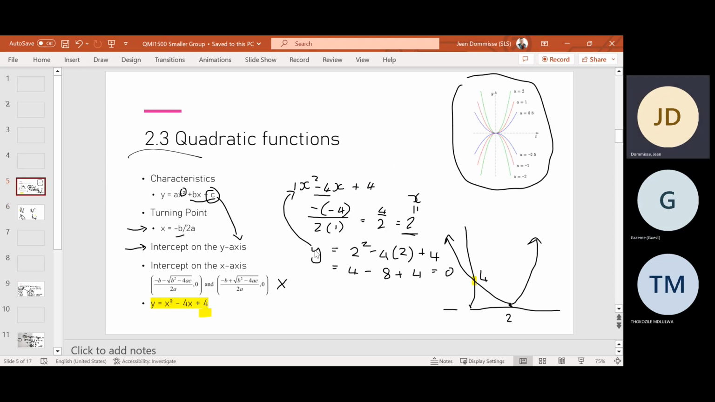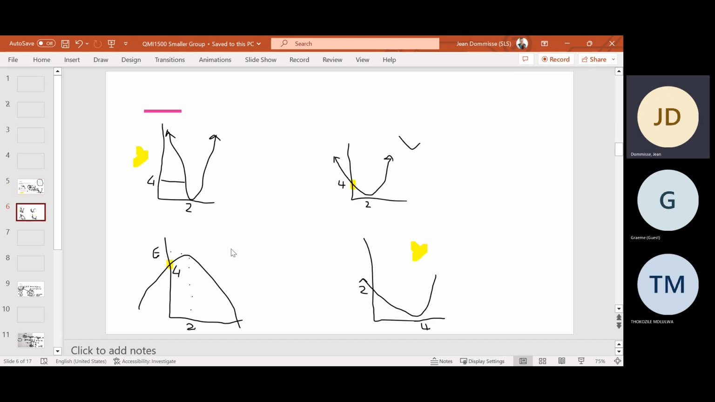Let's work out the next one, and the next part was, okay, where's the turning point? And we know what the formula is. By working out the turning point, I got the turning point as two. So then I go back to the graphs and say, okay, here my turning point is 6. Here my turning point was 4. Here my turning point is 2. So it must be this one, and then that one is also not correct.